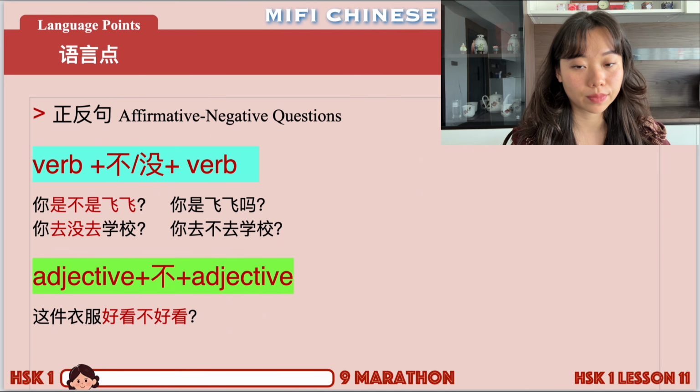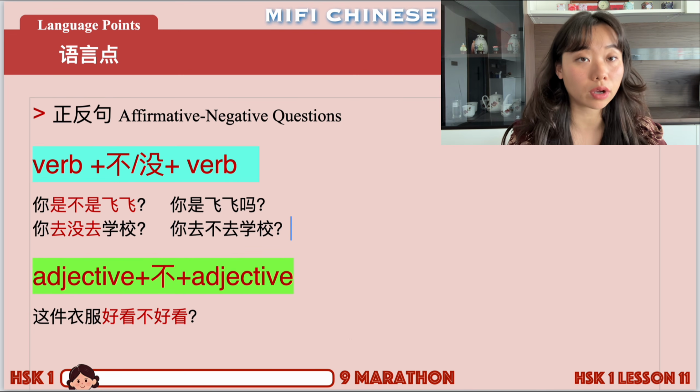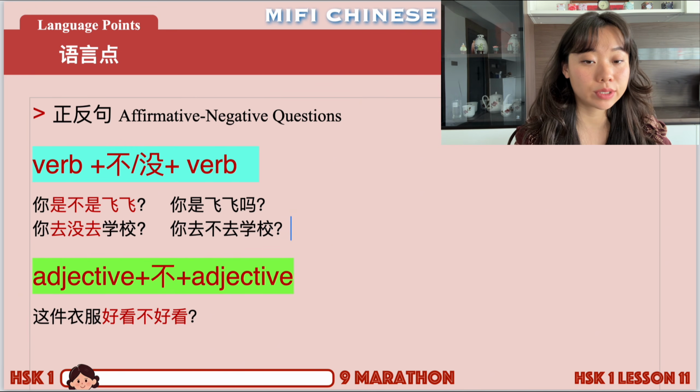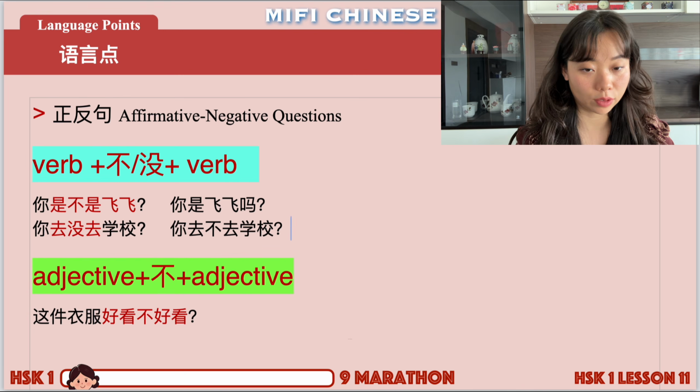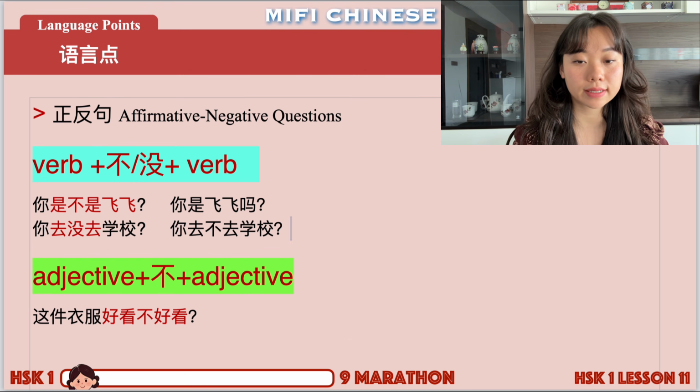去没去 means, did you go to the school or not? It's asking about the fact. But if we say 你去不去学校, it means, are you going to the school or not? It's asking your choice, your option, your future option. 你去没去? Did you do it already? 你去不去? Will you do it? Please pay attention to these two differences here.